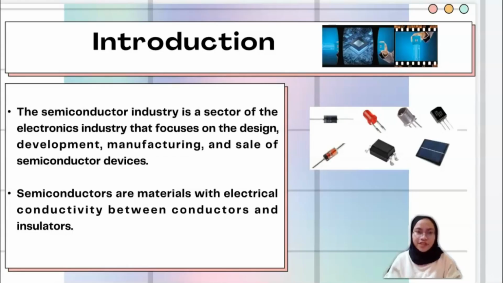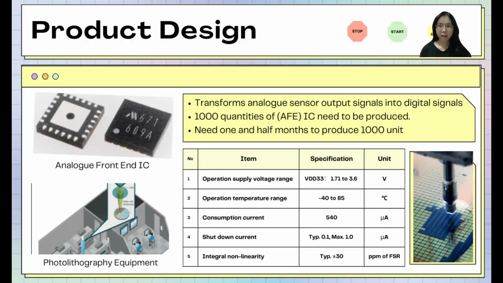For introduction, the semiconductor industry is a sector of the electronic industry that focuses on the design, development, manufacturing, and sale of semiconductor devices. Semiconductors are materials with electrical conductivity between conductors such as metal and insulators such as plastic and rubber.